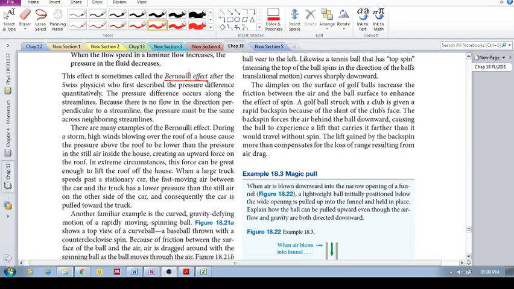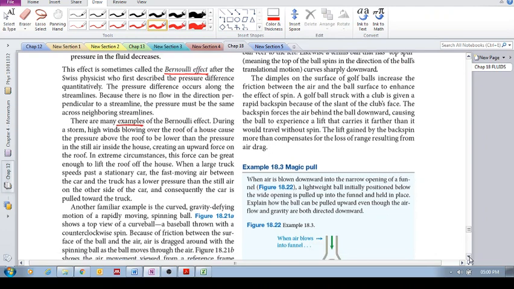Okay, so this Bernoulli effect is this idea that as the fluid flow speed increases in laminar flow, the pressure decreases, and if the speed decreases, then the pressure increases. Okay, so let's look at some examples of this.